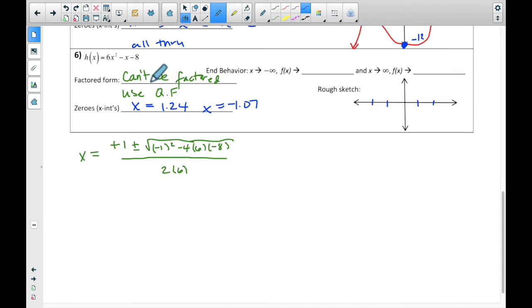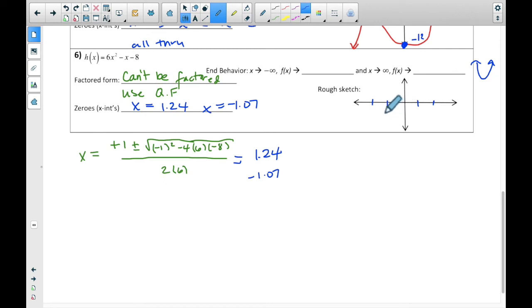Okay, where it says factored form, it can't be factored, so I wrote that down. Use the quadratic formula instead. I wrote down my zeros because I did this and I came up with those two answers. So those are my two x-intercepts. I need to think about my end behavior. Okay, it's a second power, it's positive, that's going to be a parabola. We've been graphing parabolas before, but we're just doing it in a different context, but it's the same parabola stuff we were doing before.